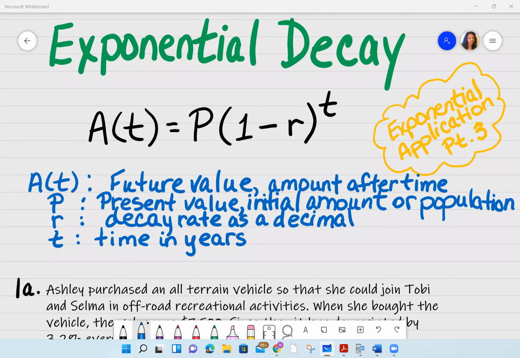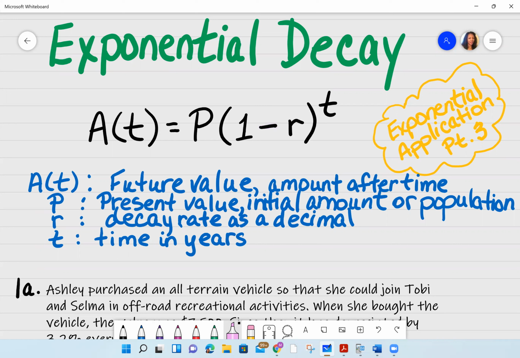This is the third formula that will be discussed in the Exponential Applications series. This is exponential decay, and it's similar to exponential growth. The only difference is your operation. In decay, it's going to have a subtraction sign, whereas in exponential growth, it's going to have an addition sign.